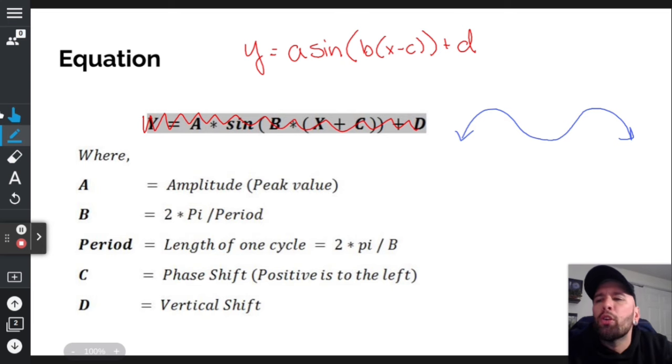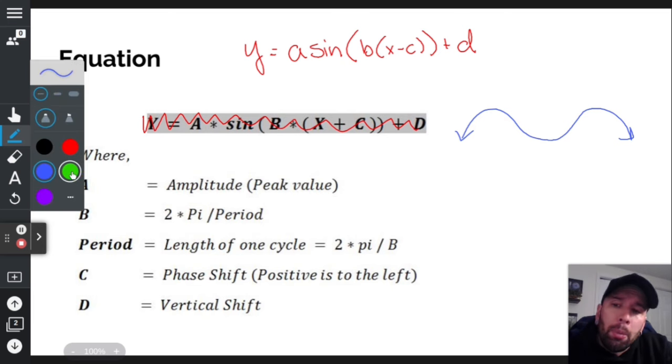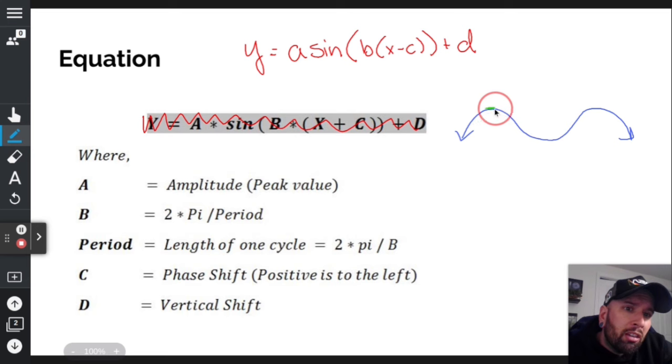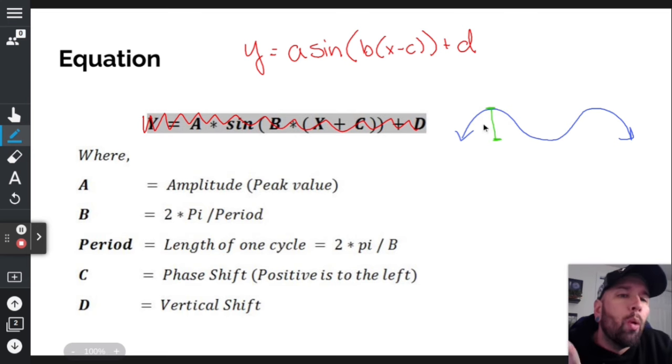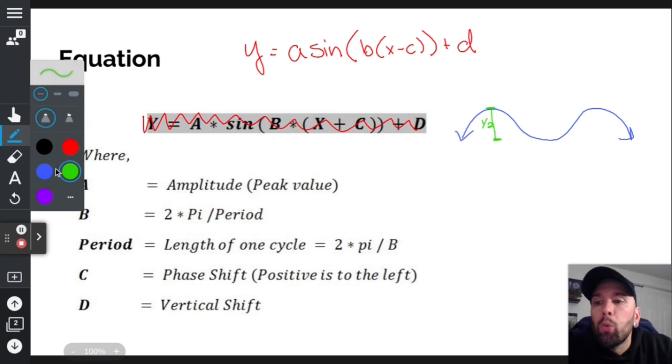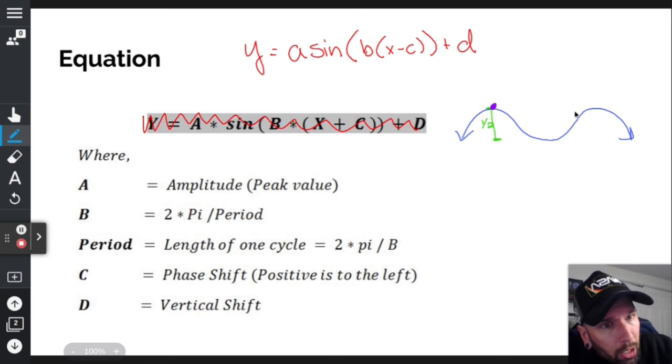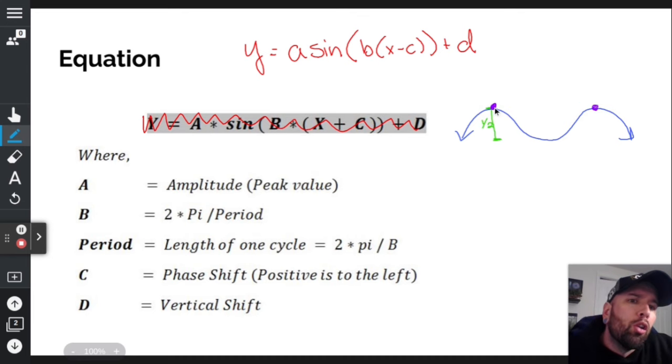A stands for the amplitude. A lot of people think the amplitude is the distance from the tippy top to the very bottom. That's not true. It's half the distance from the tippy top to the very bottom. That is called the amplitude. Period is where things repeat themselves. So if I go to the tippy top here and measure how long it takes to get from this tippy top to that tippy top, that gets me my period.